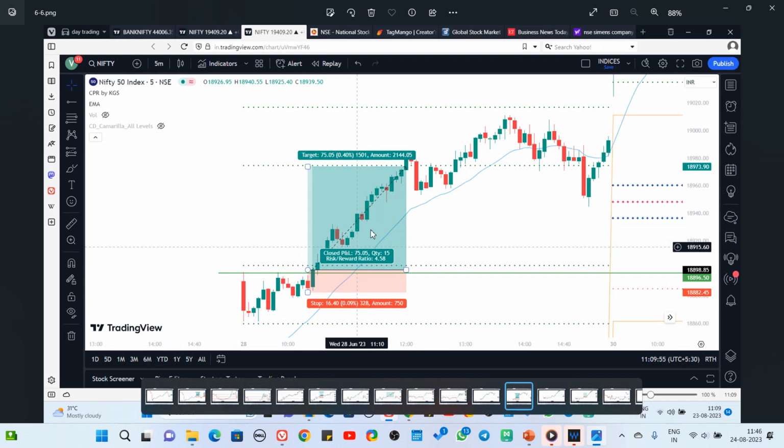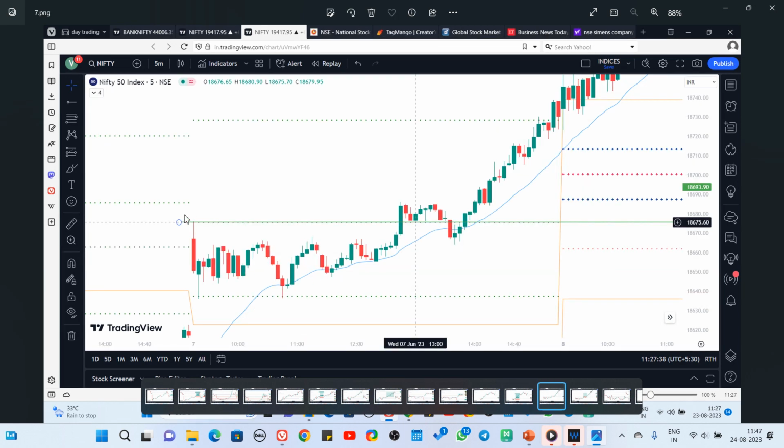This is the risk reward for this one, 4.58. Whether you wait to take your profits at 1:4, 1:5 risk reward, or you frame your rules that you are going to take only 1:2 risk reward with this strategy, it is completely dependent on your psychology.